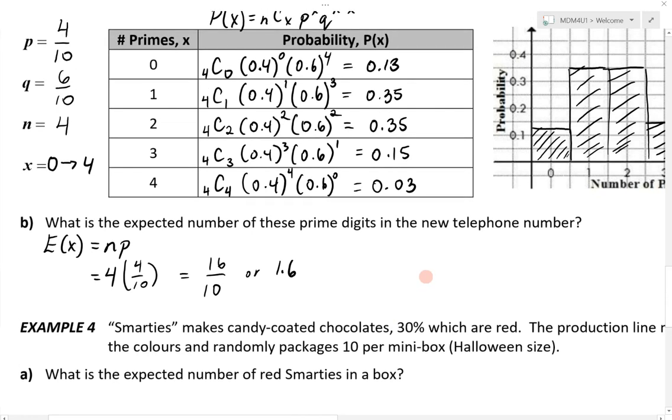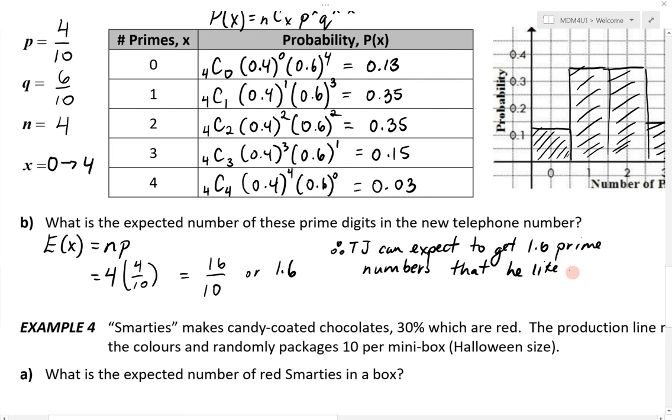It means TJ can expect to get 1.6 prime numbers that he likes in his new cell phone number. Okay, because remember, this is all about the number of prime numbers. X is the number of prime numbers. So 1.6 has to represent the number of prime numbers, not the actual number, but the number of prime numbers. So therefore, TJ can expect to get 1.6 prime numbers that he likes in his new cell phone number.